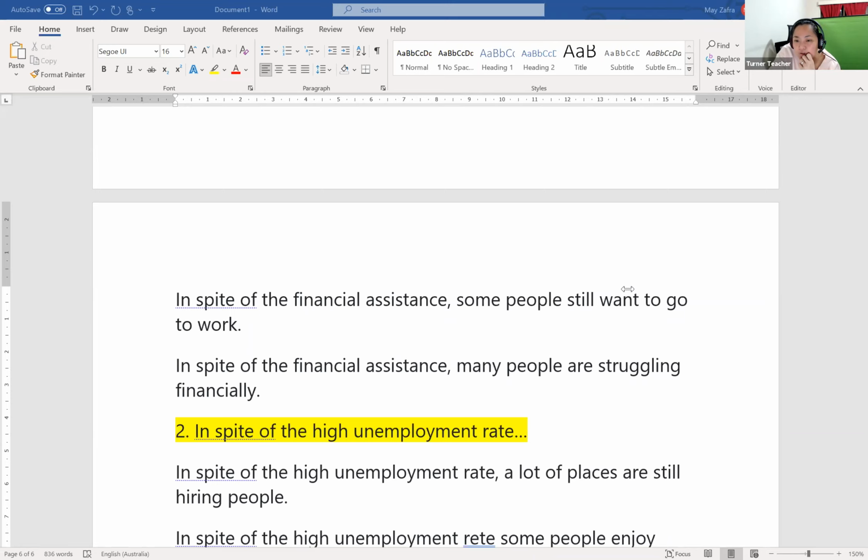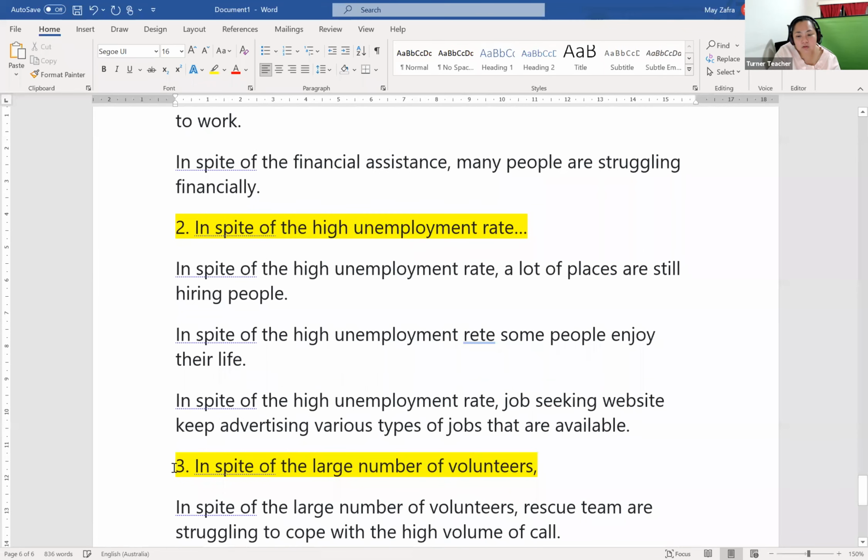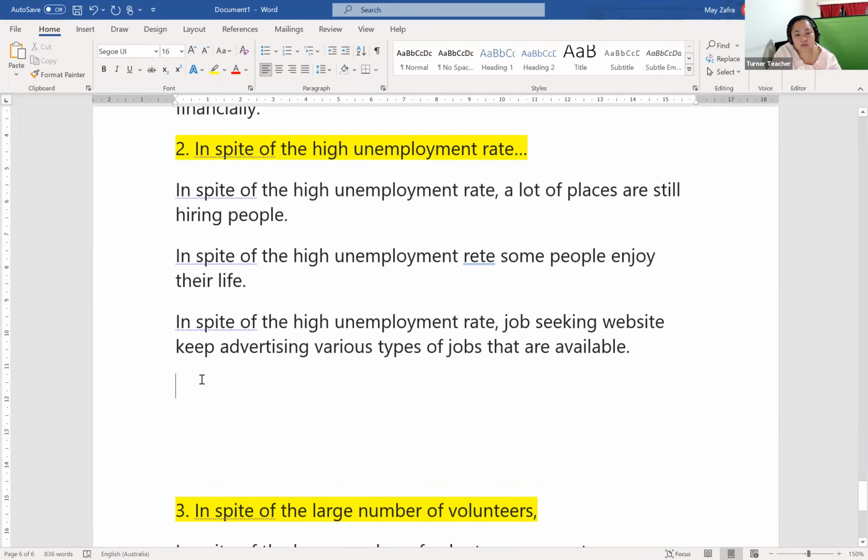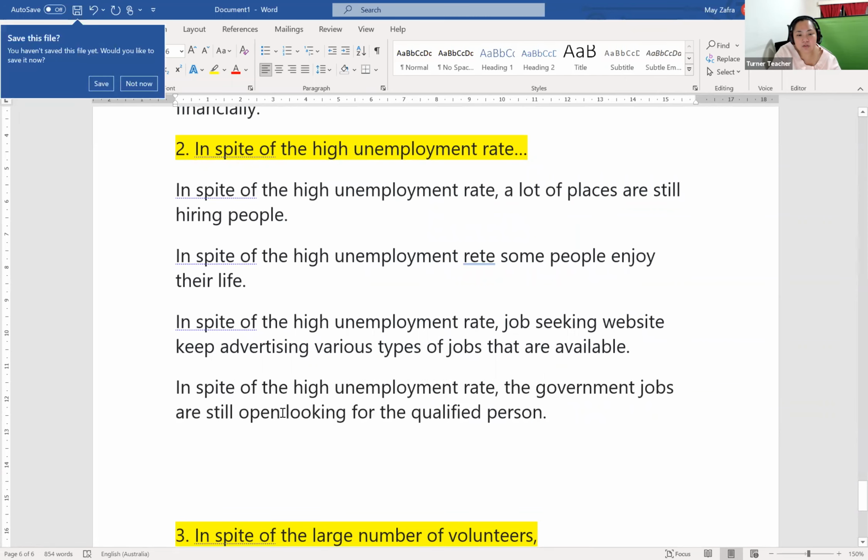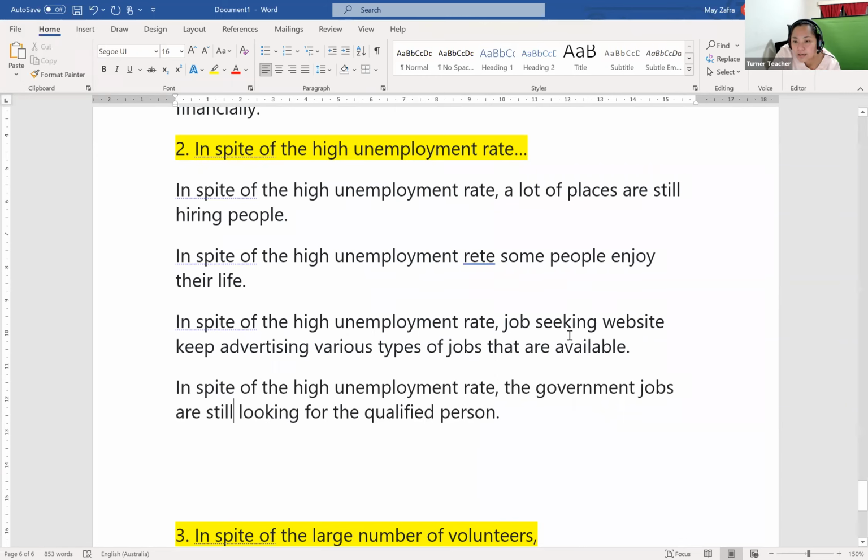In spite of high unemployment rate, the government jobs are still open. So are still looking. Shallow, no more open. Are still looking for qualified persons. Okay. Yeah. I'll just use that. Copy. Are still looking for. Yeah. Looking for. Okay.